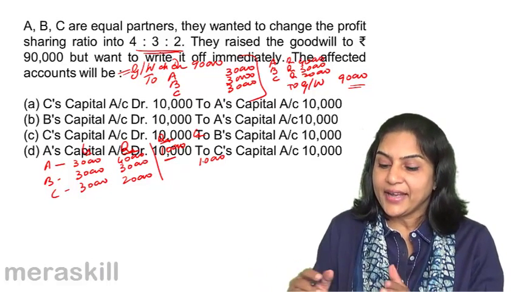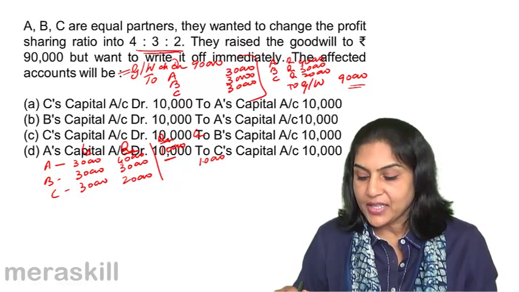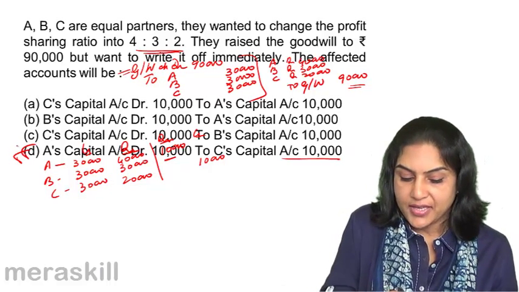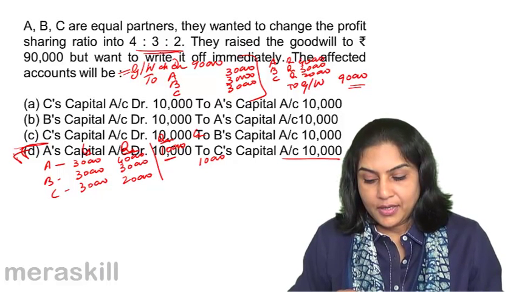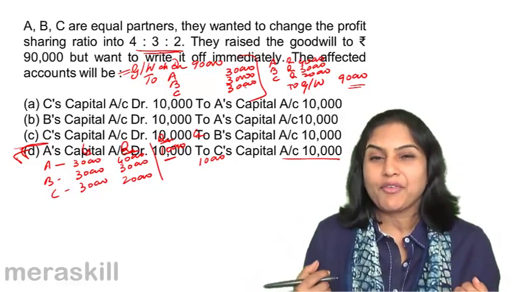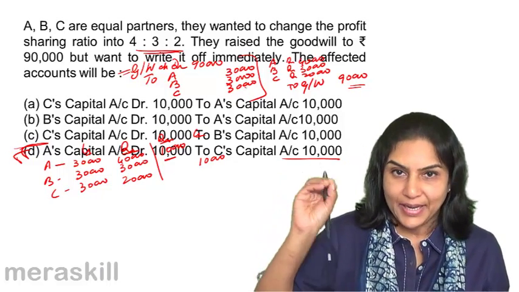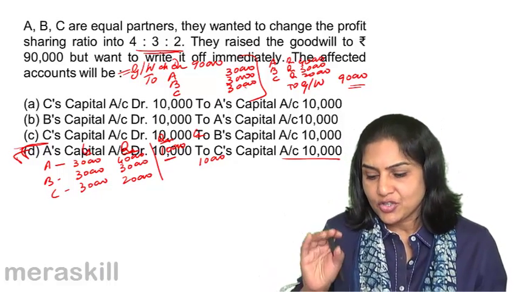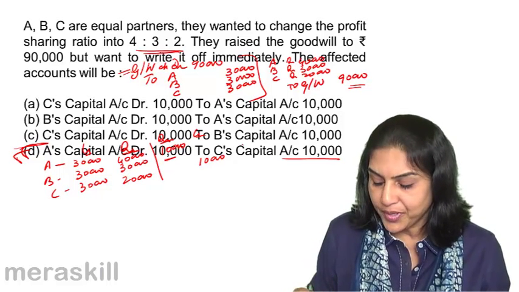So if a net entry had to be passed, it would have been A's capital account debit 10,000 to C's capital account 10,000, which is option D. This is one way of doing what we have done before. What have we done before? We have said that the gaining partner's capital account should be debited and the sacrificing partner's capital account should be credited. So let us just do the same thing by that old method that we are aware of.